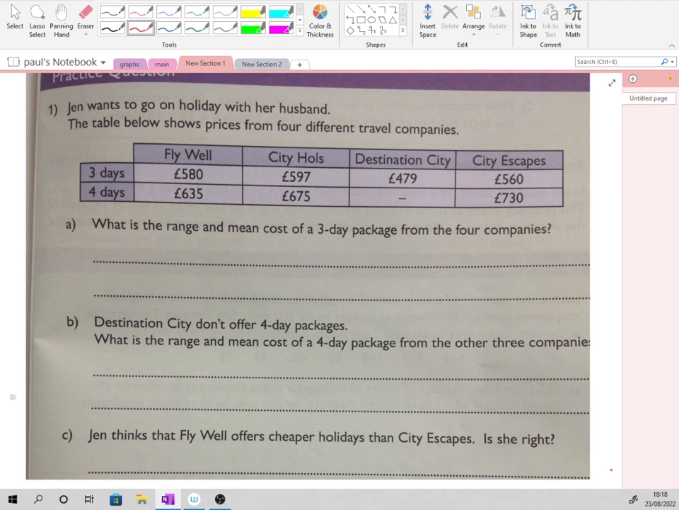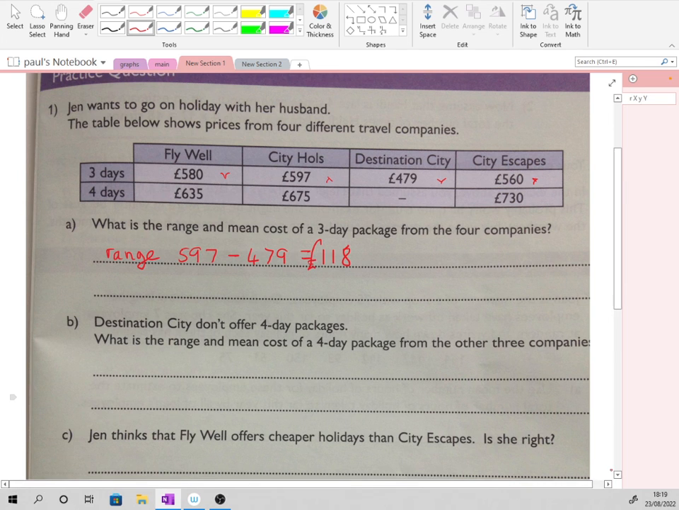A 3-day package. So we're going to do the range first, which is the largest of this, this, this, and this. So we've got 597 minus the smallest, 479. So 597 minus 479 is 118 pounds.